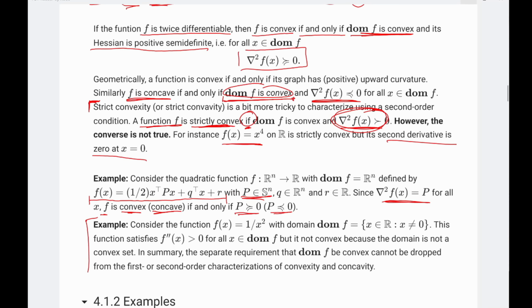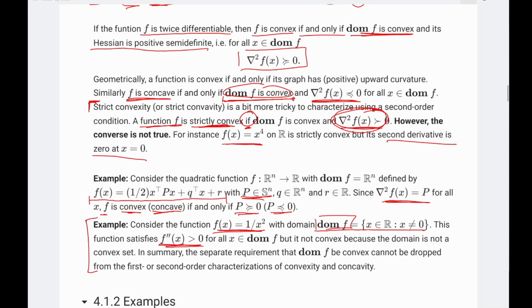Let's look now at another example that crystallizes the warning that I gave before, which is the function f of x equal to 1 over x squared, which is defined on the domain of all x apart from x equal to 0, because at x equal to 0 the function is not defined. If we compute the Hessian here, we end up with the second derivative being always positive for all x in the domain. However, this function is not convex. And the reason is that it violates the condition on the domain.